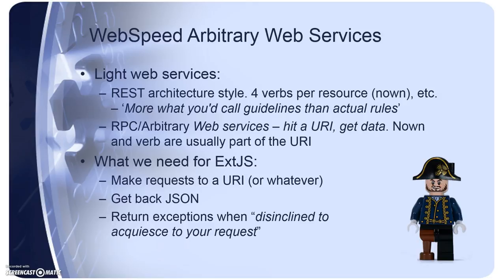In an arbitrary web service, you don't have those guidelines. You're still calling a URI, you still get back JSON, and there's really two ways that you see most people doing it. Either the verb is built right into the noun, so you have a getCustomer.p, or you have your customer.p and you pass a query parameter such as method equals get, method equals delete, and things like that.